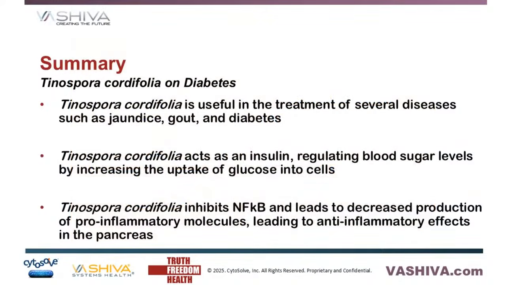So to sum it all up, Tinospora cordifolia is traditionally useful in treating diseases such as jaundice, gout, and diabetes. Importantly, it can mimic insulin action by regulating blood sugar levels and promoting the uptake of glucose into cells, thereby helping in glycemic control. Additionally, Tinospora cordifolia exerts an anti-inflammatory effect by inhibiting the NF-kappa B pathway, which reduces the production of pro-inflammatory molecules. This mechanism supports better pancreatic health and helps manage diabetes-related inflammation.